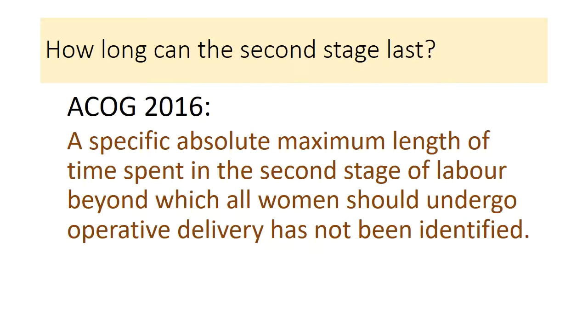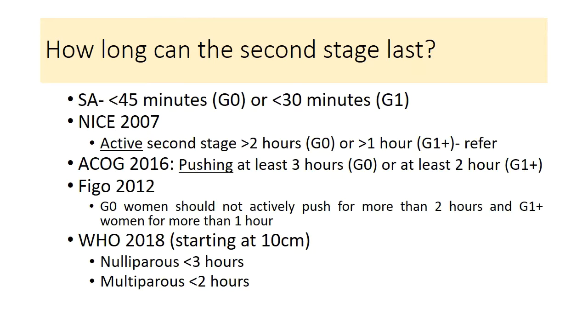The American College clearly states that there is no specific absolute maximum length of time that we can spend in the second stage of labor, where you have to draw the line and say after this every woman must have a cesarean section. So that has not been scientifically determined. If we say it starts when the woman has the urge to bear down, how long can she push? Traditionally in South Africa we've said 45 minutes for first baby and 30 minutes for second baby or more.